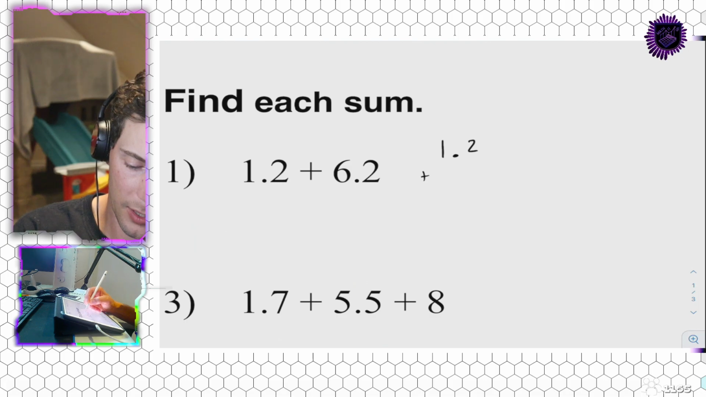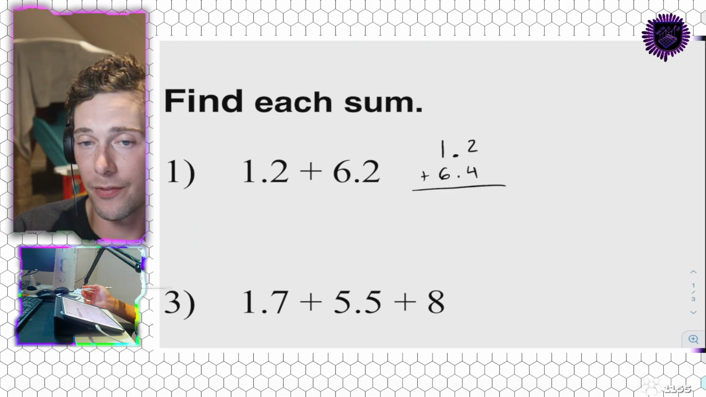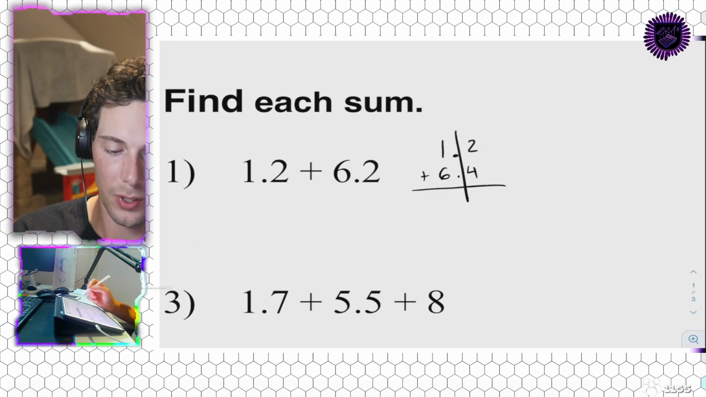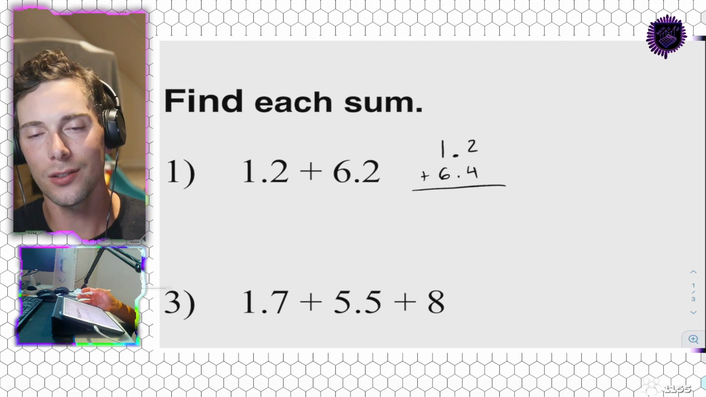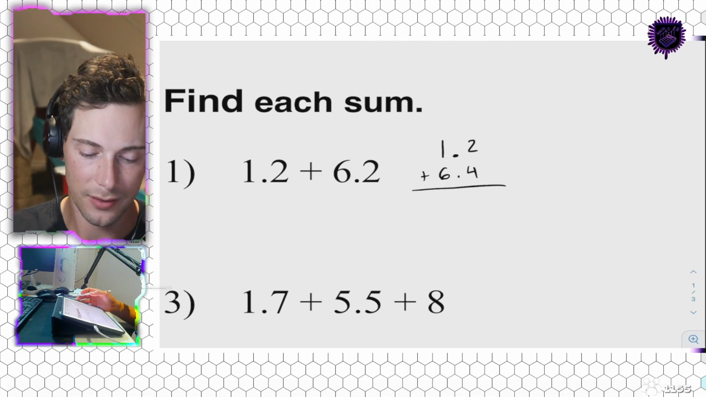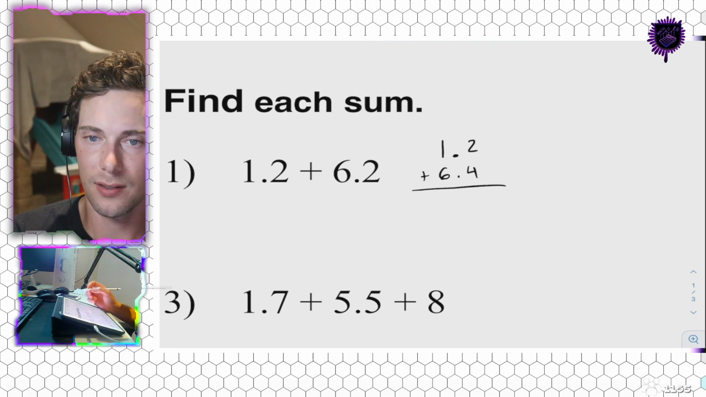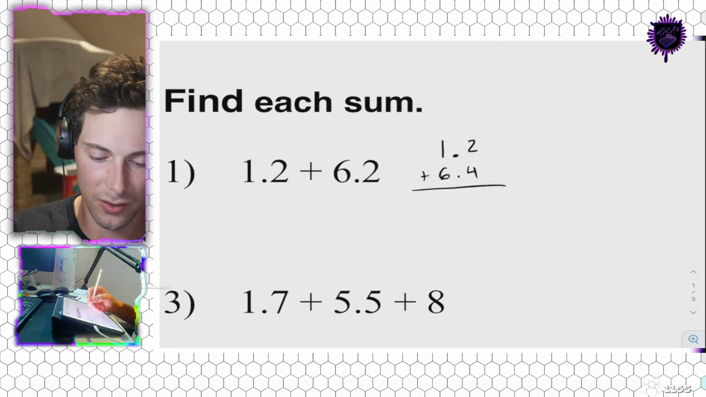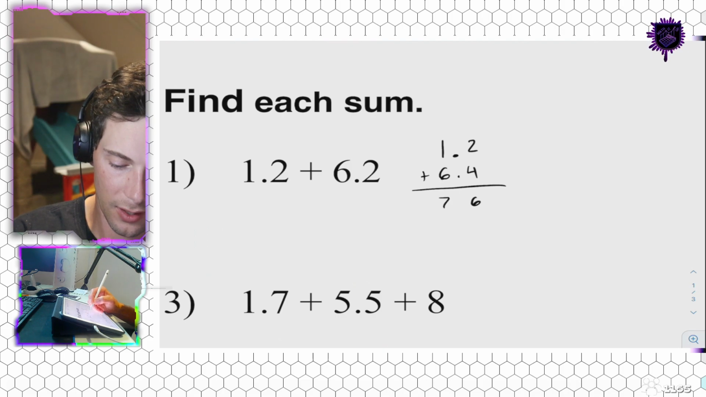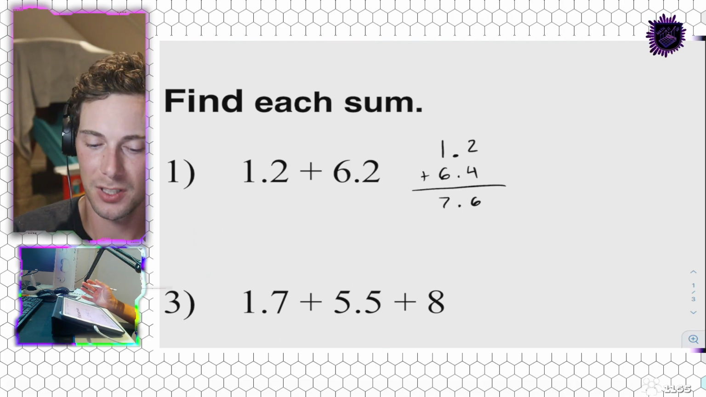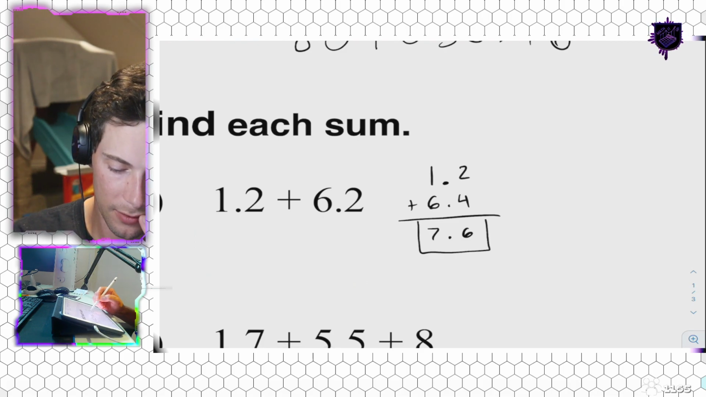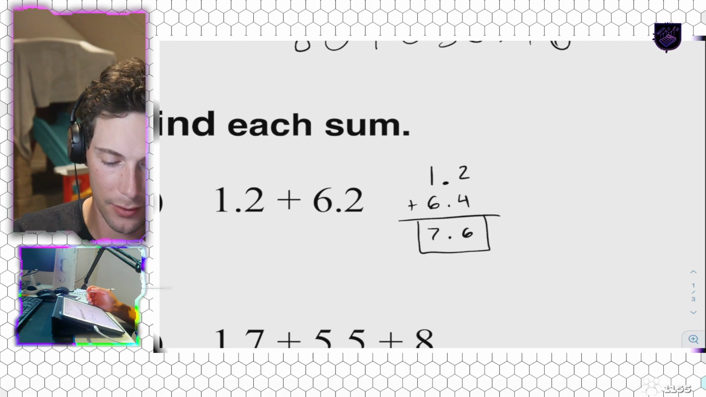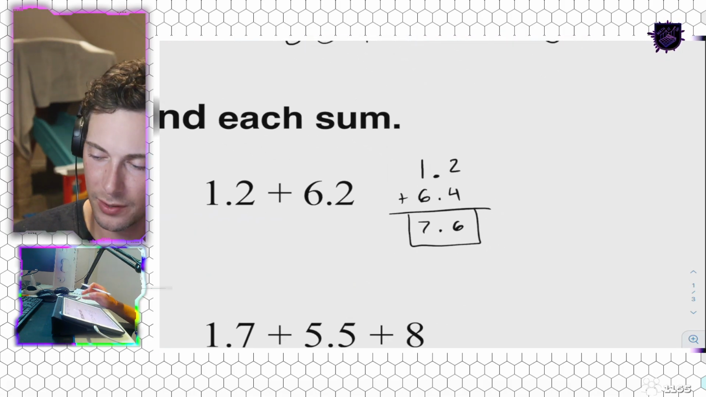1.2 plus 6.2. We're going to line them up vertically, and we're going to make sure we line up our decimals. That's the most important part when you're adding and subtracting, is you're lining up your decimals. And when you line up your decimals, we just then simply do vertical addition. So we have 6 and we have 7 and we have our decimal. Simple as that. And of course, let's box our answer. So our answer to question number 11 is 7.6.